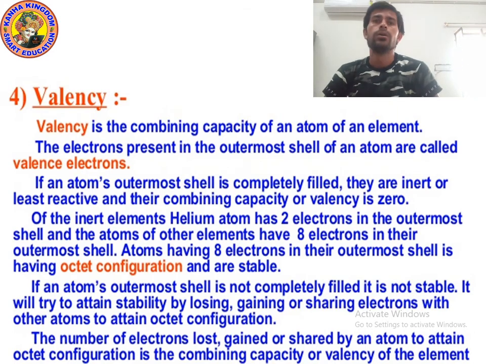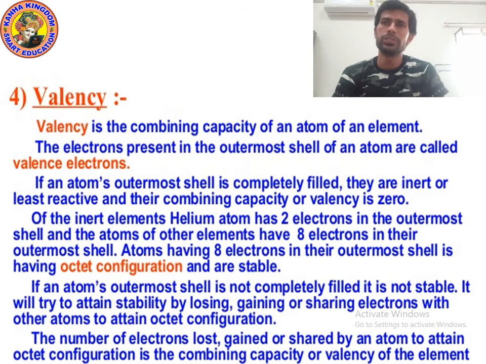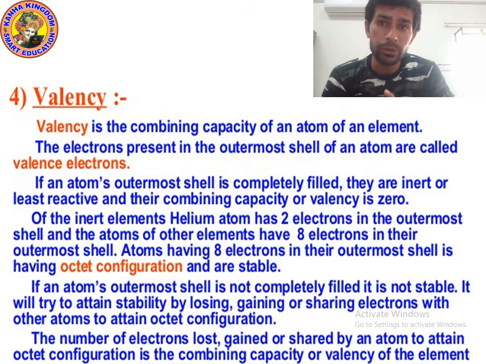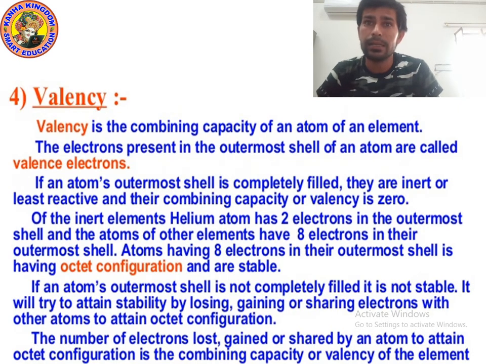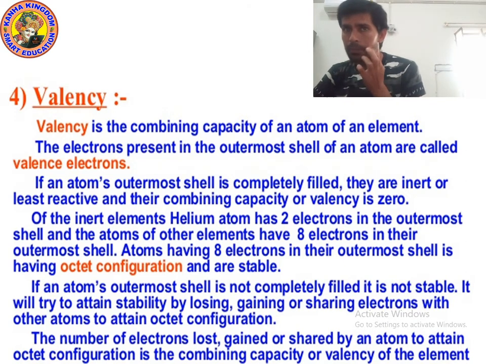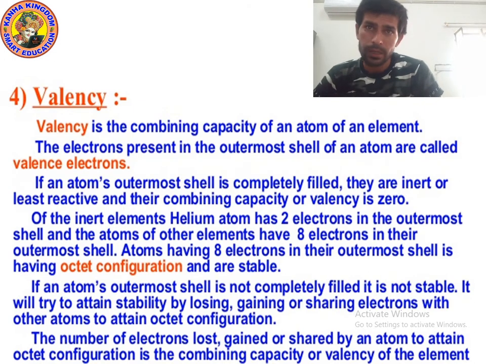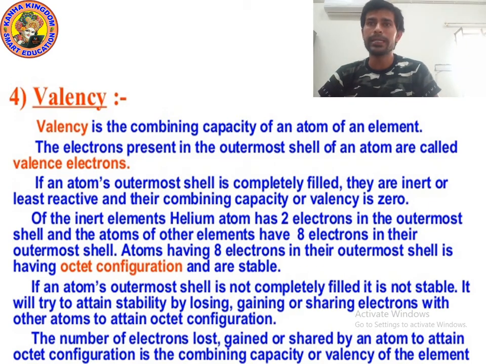If an atom's outermost shell is not completely filled, then it will be unstable. It cannot be stable, and it will try to attain stability by losing, gaining or sharing electrons with other atoms to attain octet configuration. The number of electrons lost, gained or shared by an atom to attain octet configuration is the combining capacity or valency of the element.